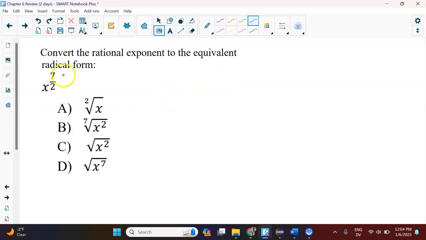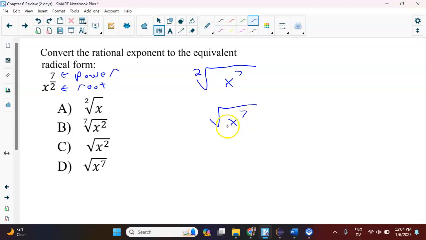Okay, so the rule here is the top number is the power, like power lines, and the bottom number is the root, like tree roots. So when we convert this to a root, we would have a power of 7 and a root of 2. Okay, and then the only thing that we're going to change here is that 2 is the default root. So if it's a 2, they usually don't write it. The default is a square root. Okay, which makes our answer look like that.